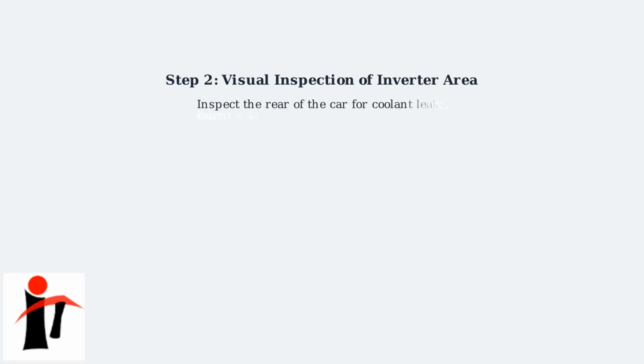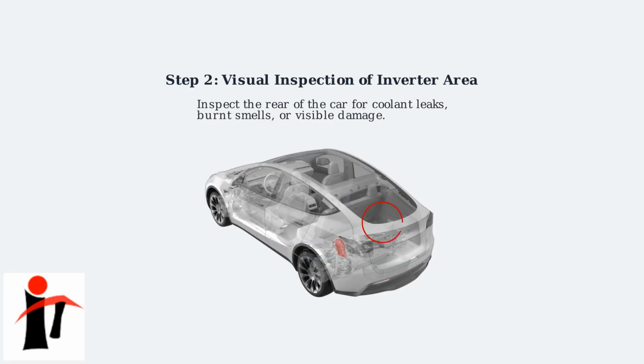Next, perform a visual inspection of the inverter area, located at the rear of the vehicle. Look for signs of coolant leaks, burnt smells, or any visible damage to the components. The inverter is typically mounted near the rear wheels and may show external signs of overheating or failure. Safety first. Ensure the vehicle is off and cool before inspecting.